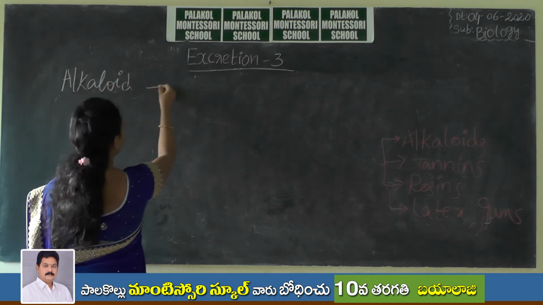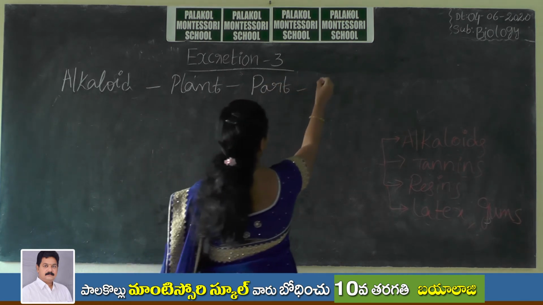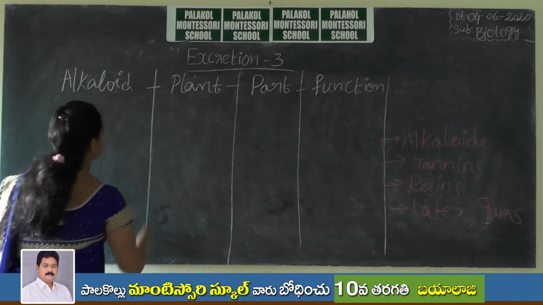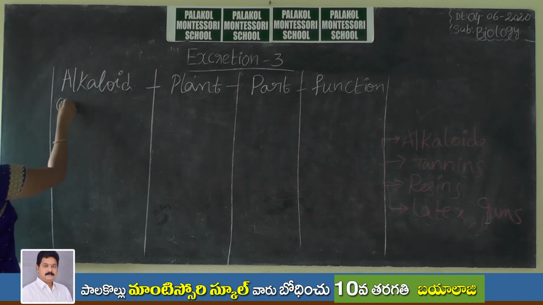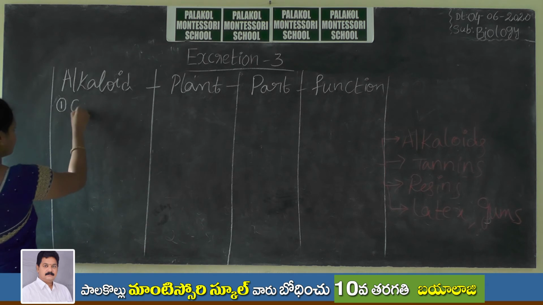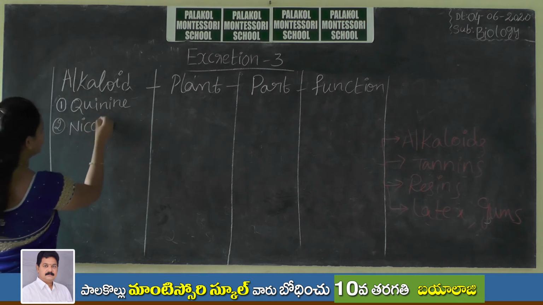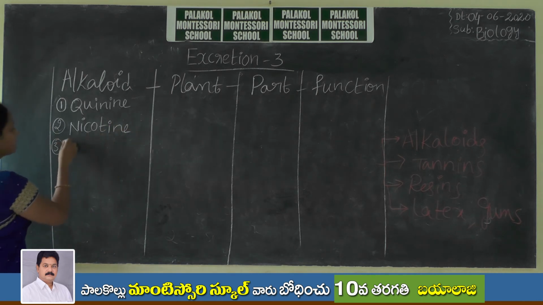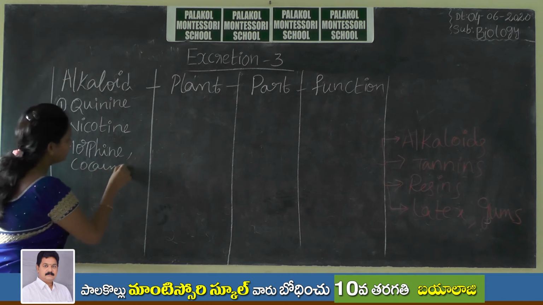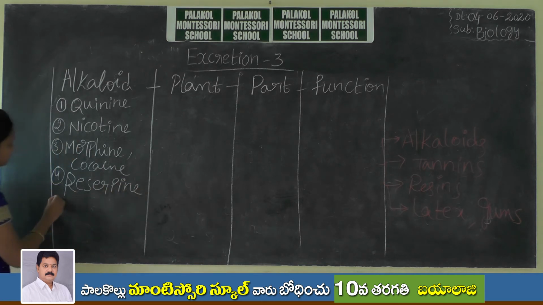Alkaloids: the plant name, which part, and the function of the alkaloids. Okay, is it clear? First alkaloid is quinine. Second alkaloid is nicotine. Third alkaloid is morphine or cocaine. Fourth one, reserpine. Fifth one, nimbin.